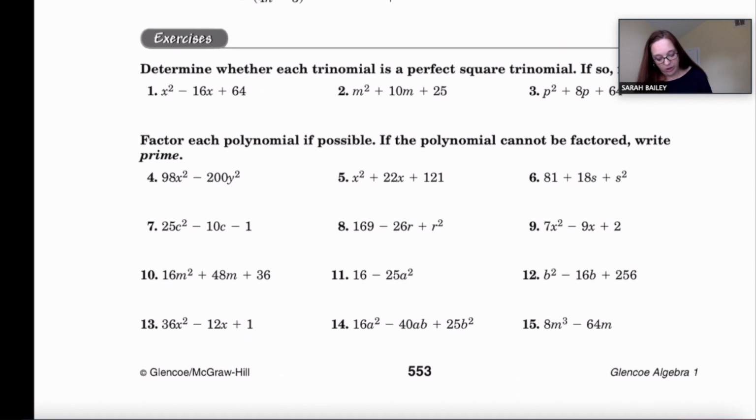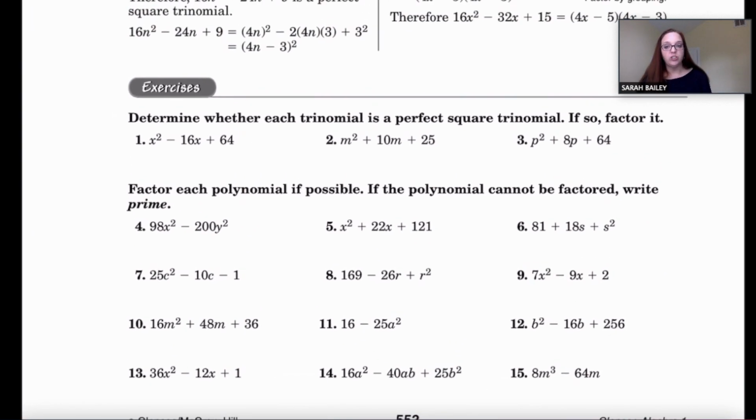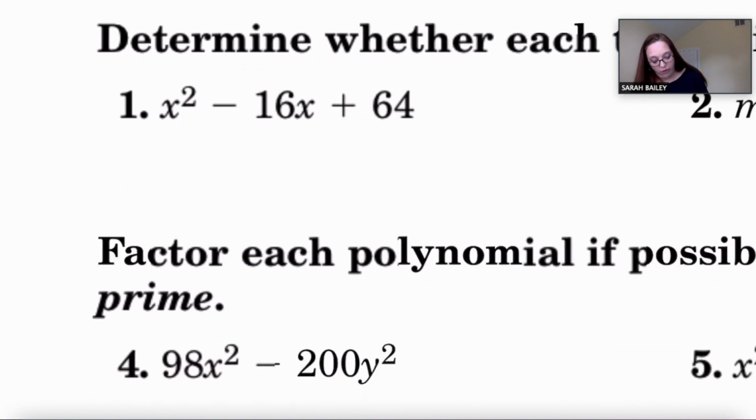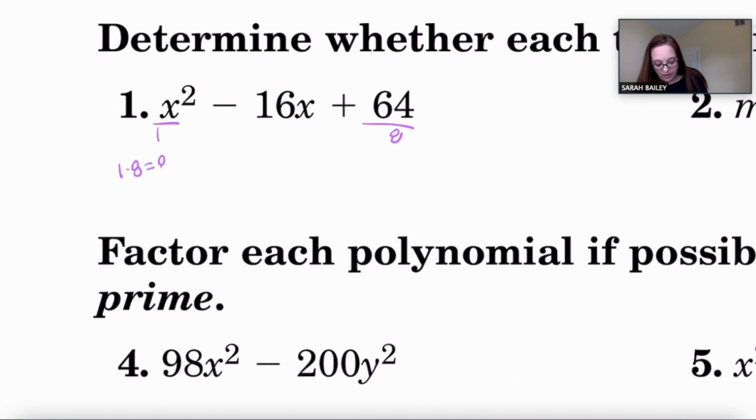So let's go down here. The very first set of directions just says, determine whether or not each trinomial is a perfect square trinomial, and if it is, factor it. All right, first I have to check here. That's a perfect square. If I take the square root of 64, I get 8. The square root of 1 is 1. 1 times 8 is 8. And then double it, 8 times 2 is 16, which is what I have in the middle term. So yes, it is a perfect square trinomial.